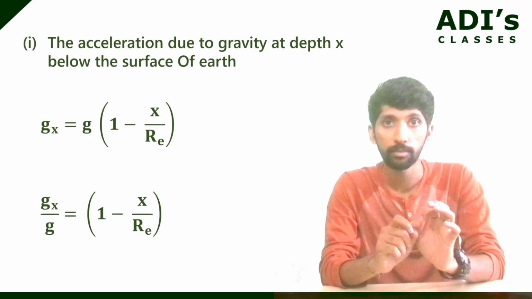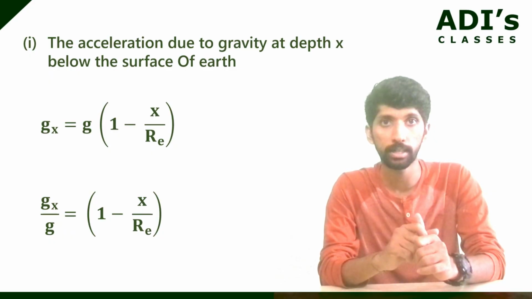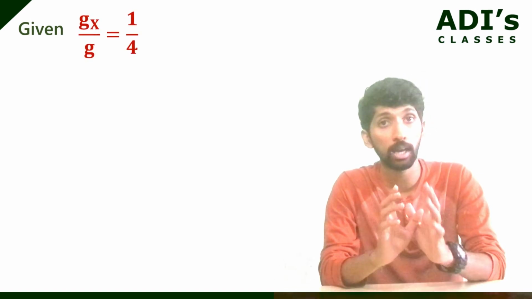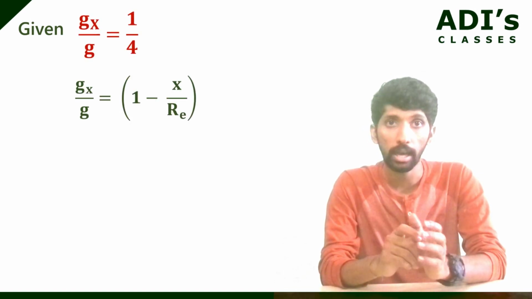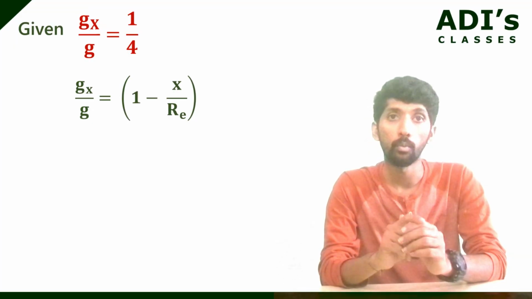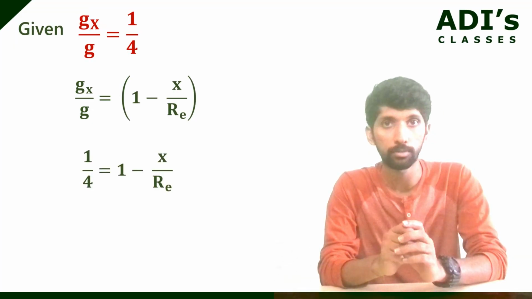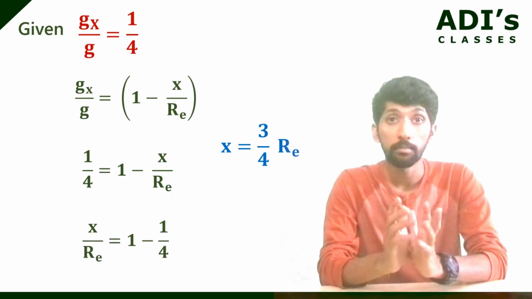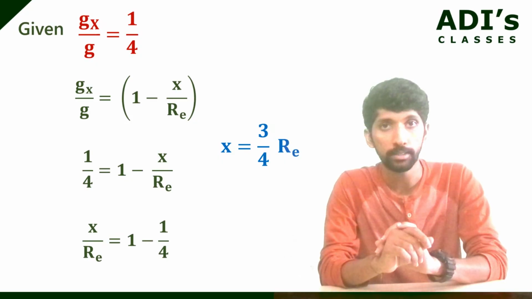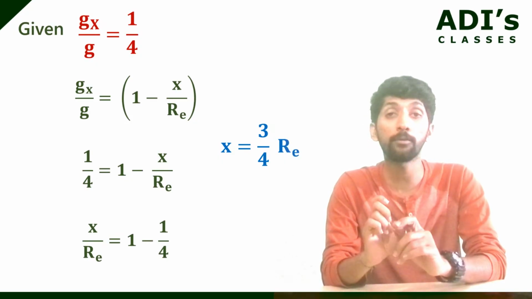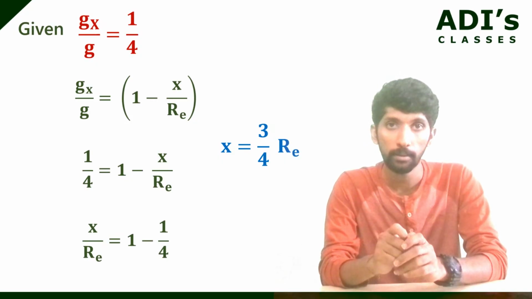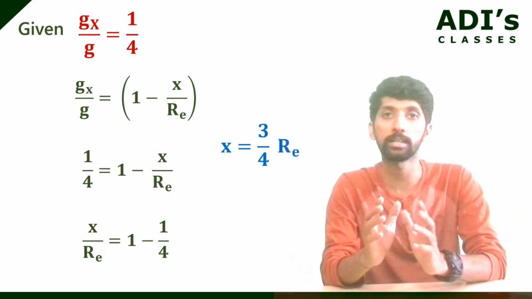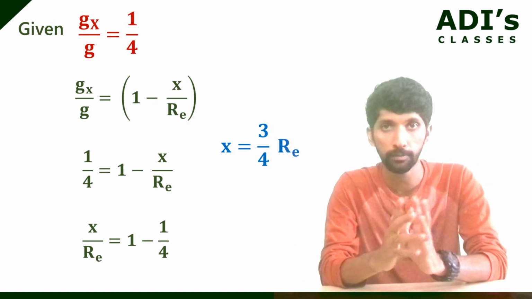Now see what we have, we have 1/4 ratio is given, correct. So I can tell 1/4 is equal to 1 minus x divided by Re, or x divided by Re is equal to 1 minus 1/4 or 3/4, correct. So x is equal to 3/4 of Re, right, meaning if I take any object and I bury it down at 3/4 the radius of earth, then the acceleration due to gravity becomes 1/4 of whatever which is there at the surface. Fine, this is for the first one.